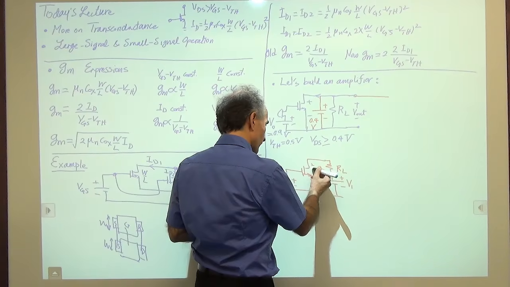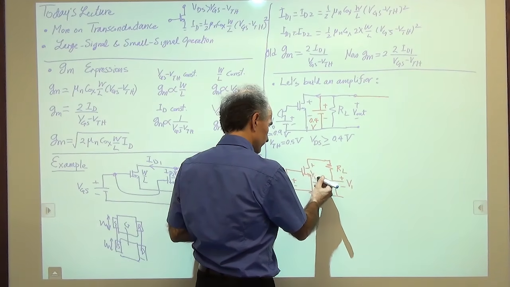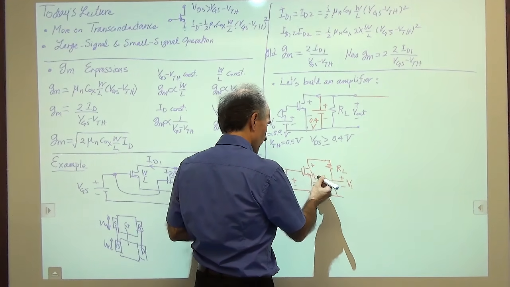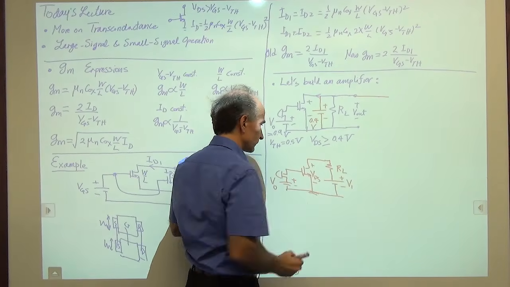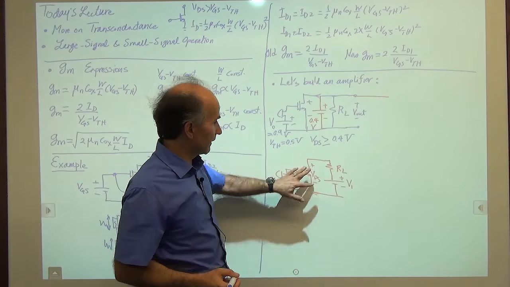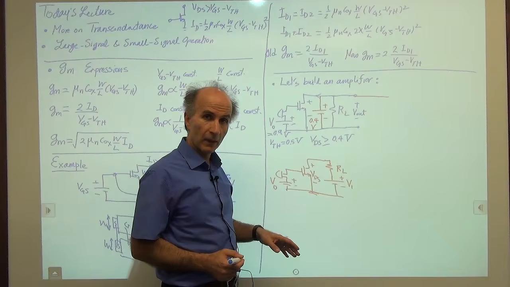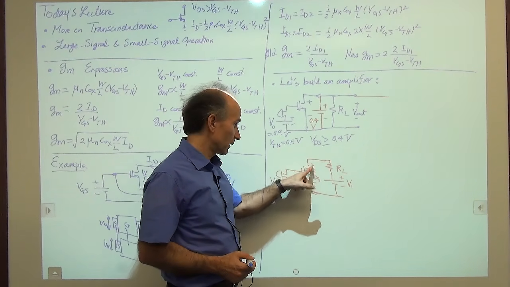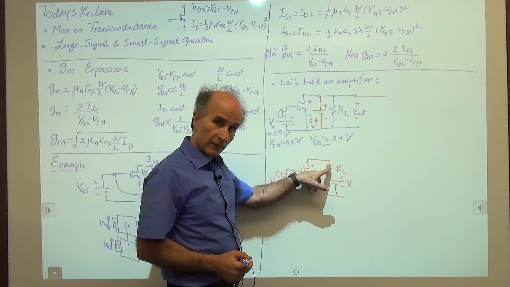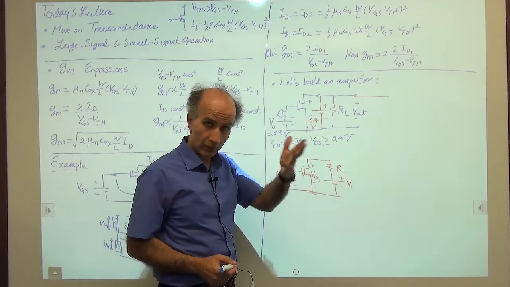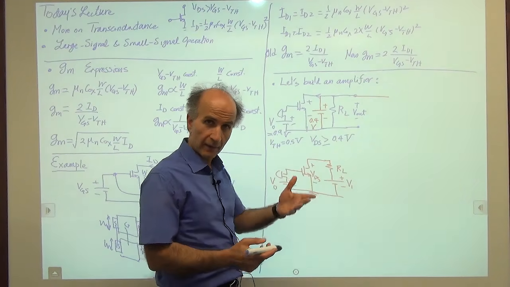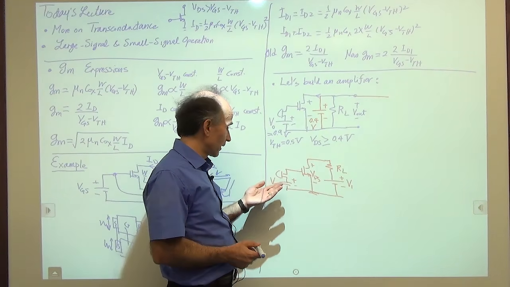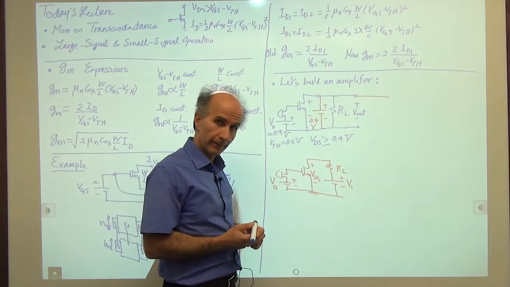Okay, so VDS is from here to here. And the question is, can I guarantee that this VDS is 0.4 volts while this resistor is still there and the current from the MOS device is flowing through RL to generate some sort of voltage which represents the amplified version of the microphone signal?